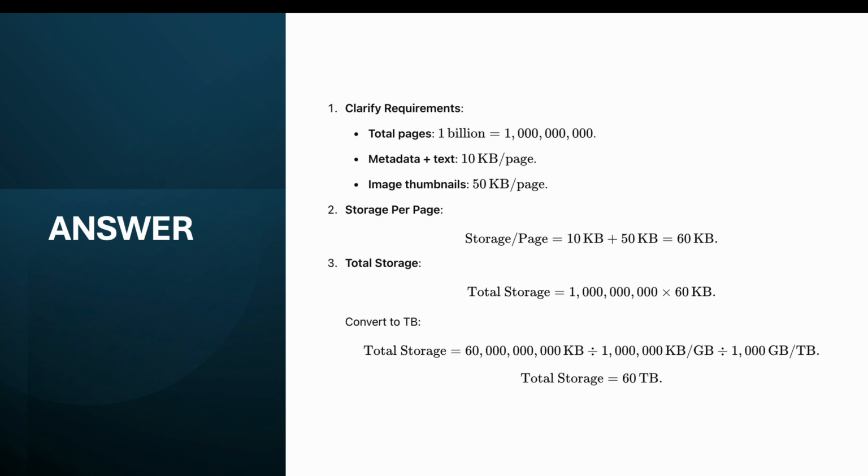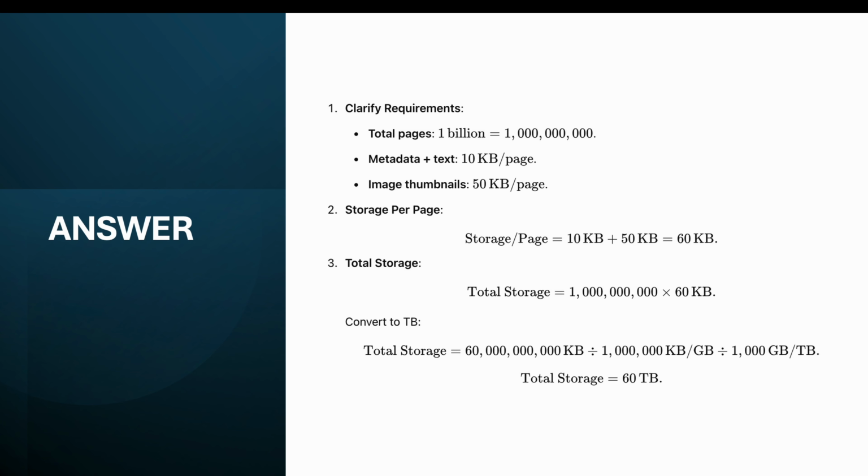Okay, so let's clarify the requirements. Total pages is 1 billion, which is 9 zeros. Metadata plus text is 10 kilobytes per page. The image thumbnails are 50 kilobytes per page. Now, storage per page is the unit we need to find out. So storage per page is 10 KB plus 50 KB, equal to 60 KB.